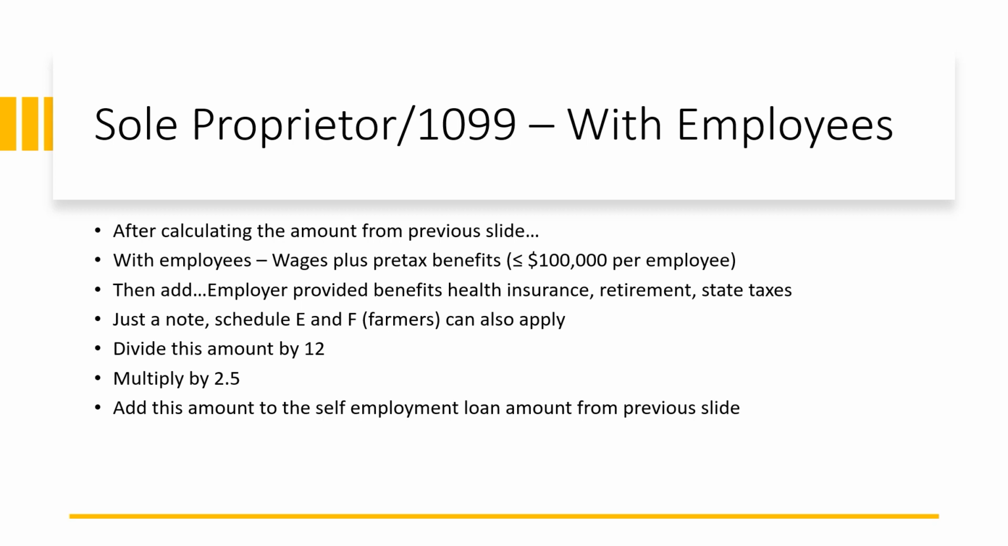Once you've got that monthly amount, after you've divided it by 12, you will multiply it by 2.5 to get your loan amount. You will add this second step to the loan amount that you calculated in the first step from the previous slide to get your total loan figure.